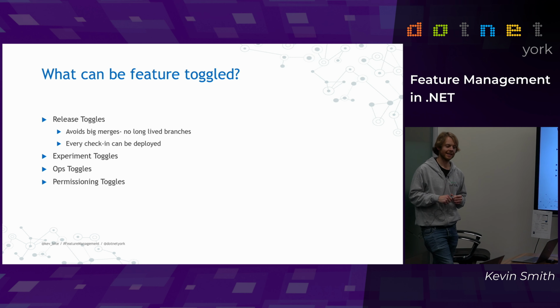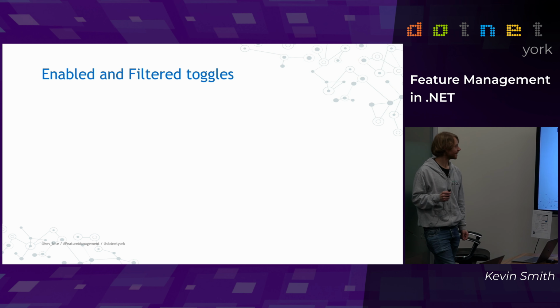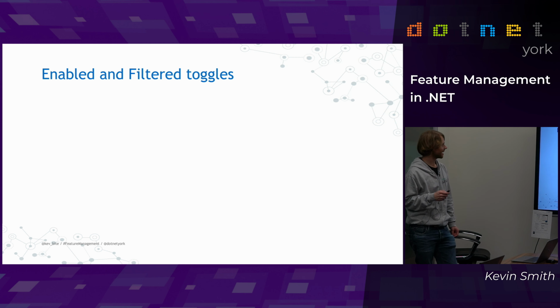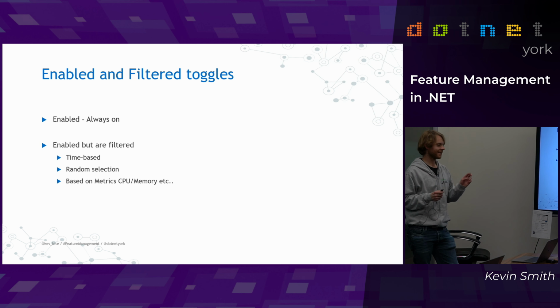Another one is permission toggling. This is if you've got a bunch of beta users on your website, or special users, you can use feature toggling to turn beta features on and off. So you can trial them against a subset of users instead of everybody. There are also different types of feature toggles. You either have them always on or always off, or there's a way to do filtering.